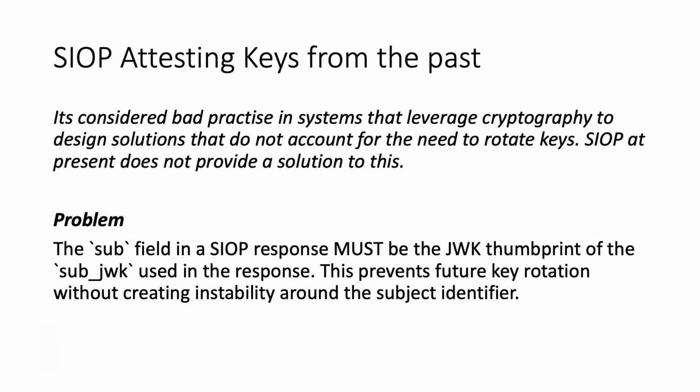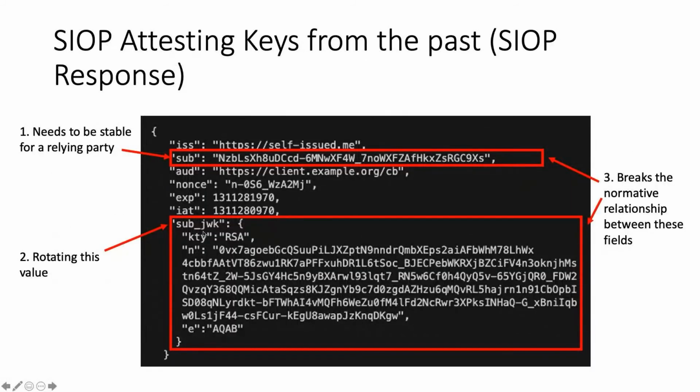So put another way, this here is an example SIOP response. And my interpretation of the spec today says this is the identifier that the relying party that's fielding a SIOP response is going to rely upon to uniquely identify the subject. And rotating this value breaks the normative relationship between these two fields because this needs to be the thumbprint of this.